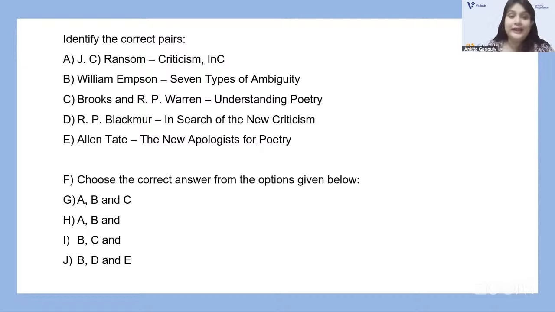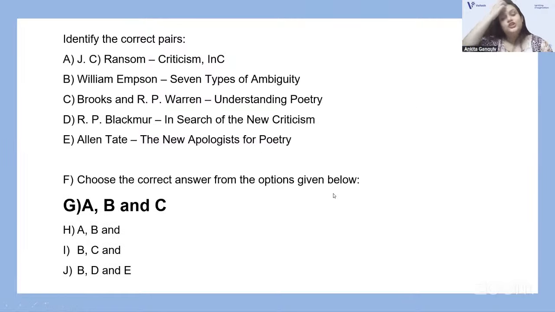John Crowe Ransom's Criticism, Inc., William Empson's Seven Types of Ambiguity, Cleanth Brooks and R.P. Warren's Understanding Poetry, R.P. Blackmur's In Search of the New Criticism, Allen Tate's The New Apologists for Poetry. Which will be the correct option? A, B, C, A, B, B, C, B, D, E. Very easy. Criticism Inc. was written by Ransom, correct. William Empson wrote Seven Types of Ambiguity, correct. Brooks and Warren wrote Understanding Poetry, correct. So the correct option will be A, B, C.